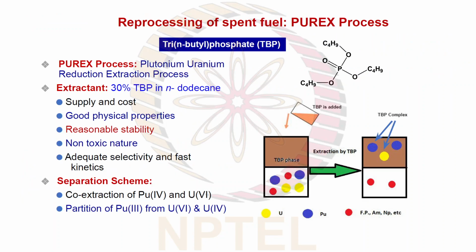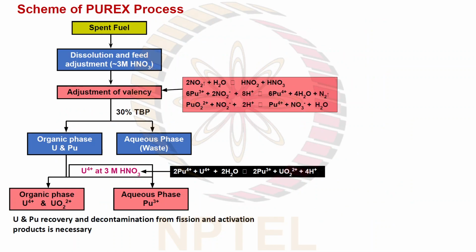Now reprocessing of the spent fuel is done by the Purex process, the plutonium uranium reduction extraction process. The extractant is 30% TBP in dodecane, chosen for supply and cost, good physical properties, reasonable stability, non-toxic nature, adequate selectivity, and fast kinetics. The separation scheme is co-extraction of plutonium 4 and uranium 6, then partition of plutonium 3 and uranium 6 and uranium 4.